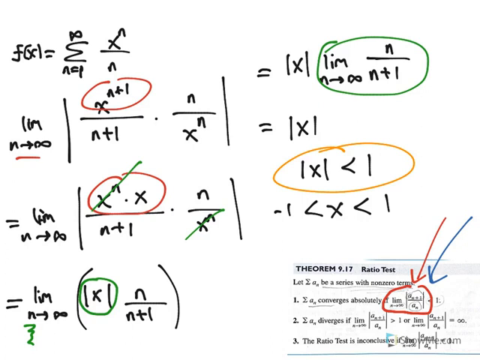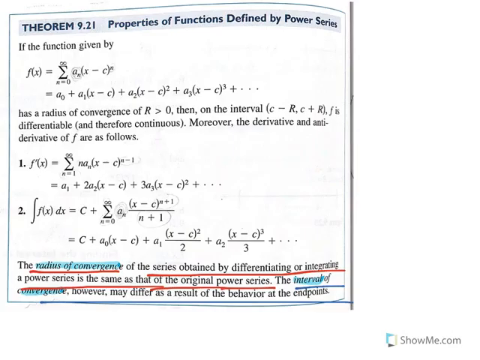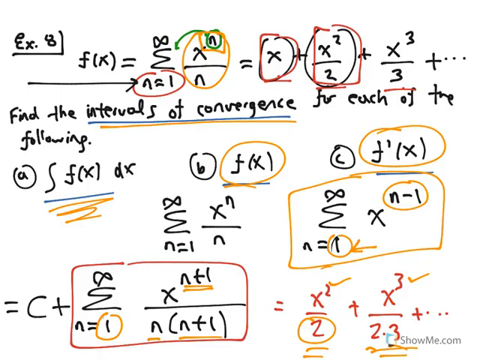So if you're looking for the interval of convergence for each power series, now you basically just have to check for convergence or divergence at x is equal to -1 and x is equal to +1 for each of your three power series. Again, we're able to do that because of Theorem 9.21, which tells us that all three power series, the original as well as the derivative and the integral, will have the same radius of convergence, but they could have different intervals of convergence as a result of the behavior at the endpoints.